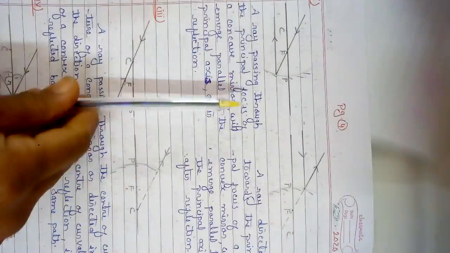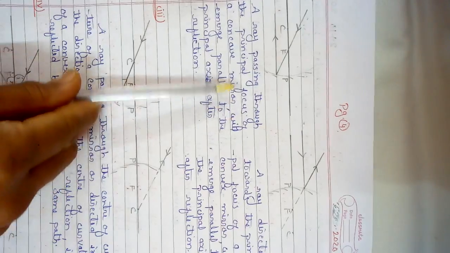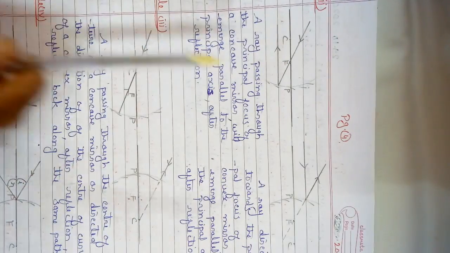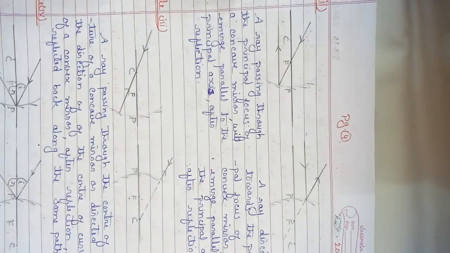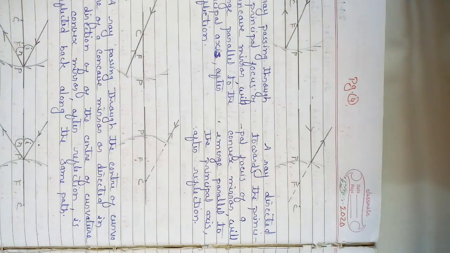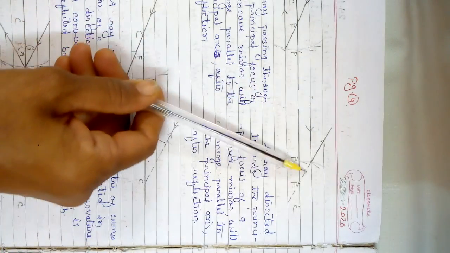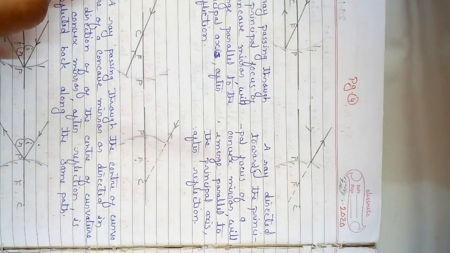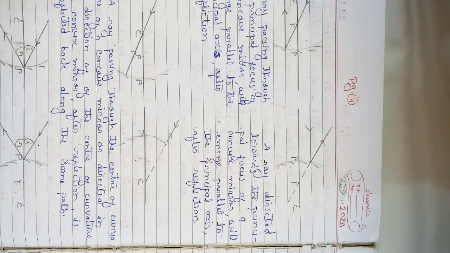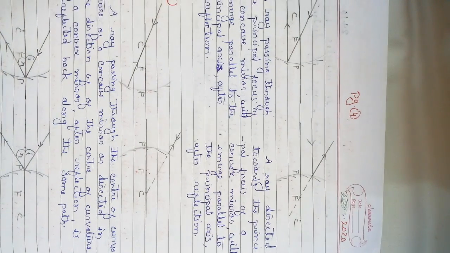Now the second rule is, a ray passing through the principal focus of a concave mirror will become parallel to the principal axis after reflection. And in case of a convex mirror, a ray directed towards the principal focus of a convex mirror will emerge parallel to the principal axis after reflection.